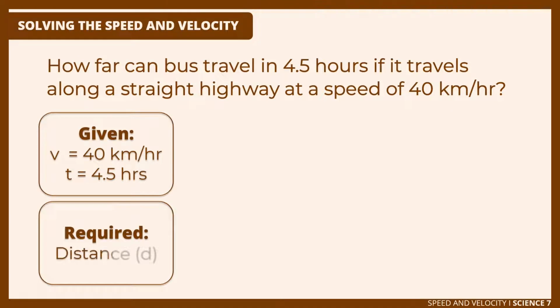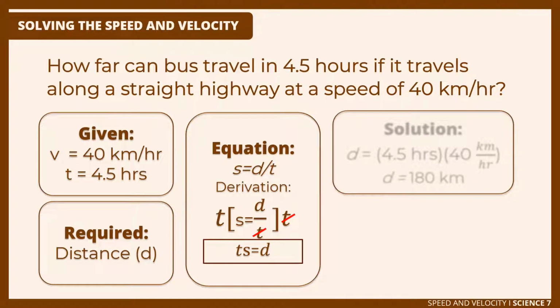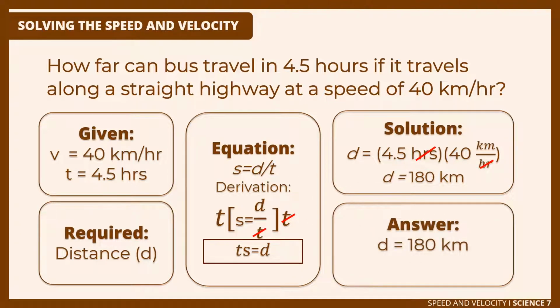Equation. Since the general formula is not yet applicable in solving the problem, we need to derive the working formula. We need to multiply both sides by time and cancel it as the denominator of distance. Place the time at the left beside the speed to show the multiplication. So, the formula to get the distance that the bus covered is distance = speed times time. Solution: substitute the variables in the formula with the given values in the problem. Show the cancellation of units and simply multiply 4.5 hours by 40 kilometers per hour. The answer is 180 kilometers.